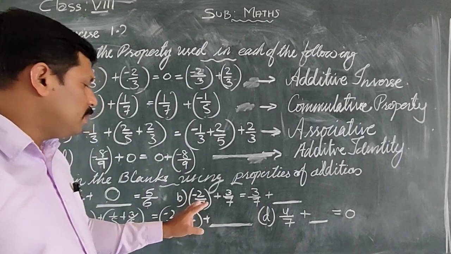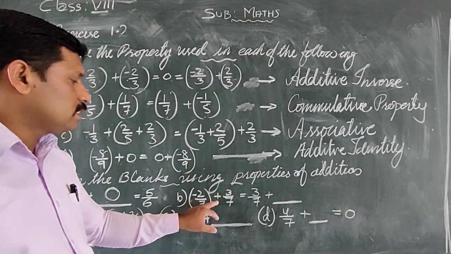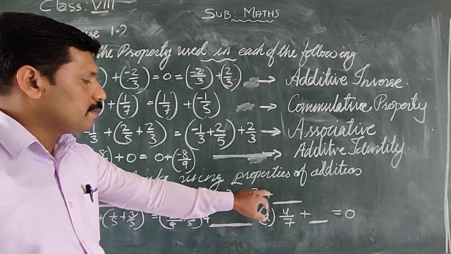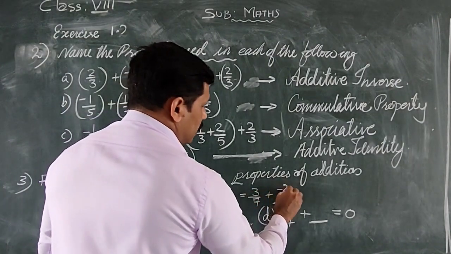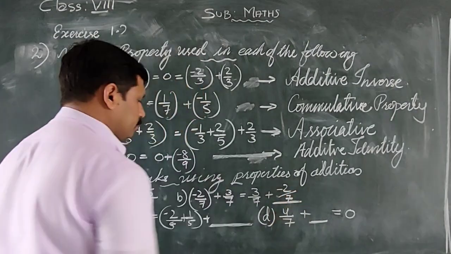And look at question B. Negative 2 upon 7 plus 3 upon 7 is equal to 3 upon 7 plus dash. Means here the order is changed. So the answer will be negative 2 upon 7.